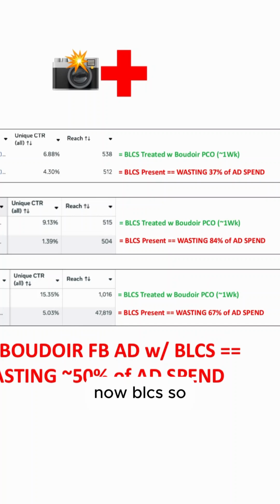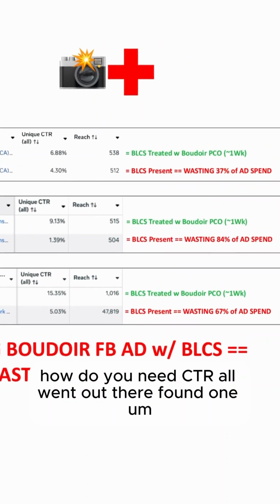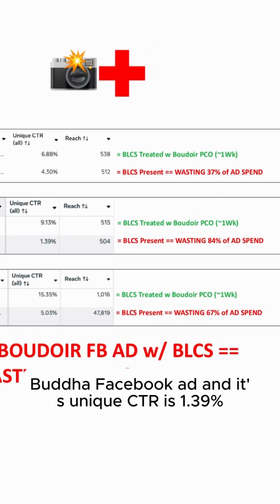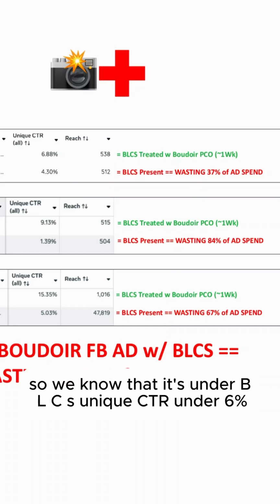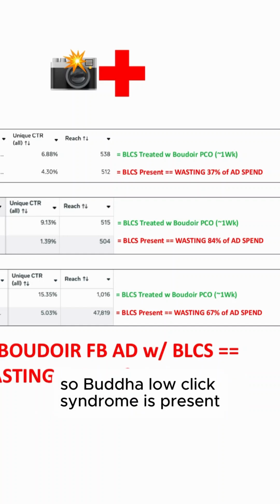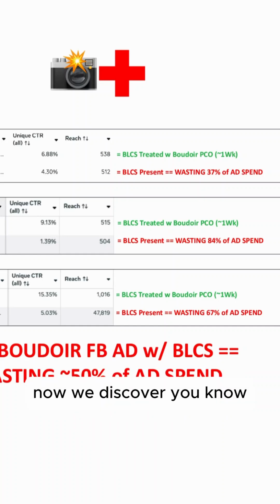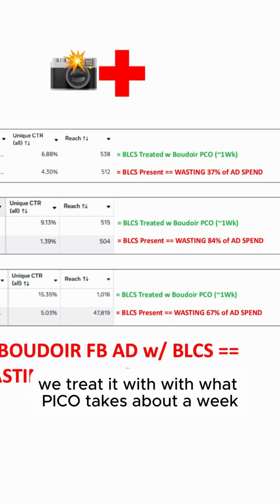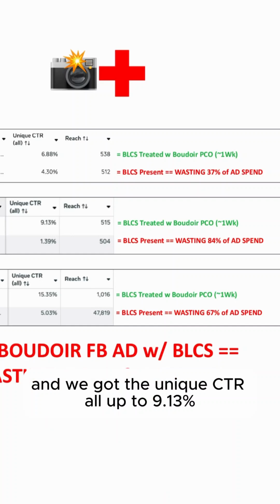BLCS, so next part, residency part 2. Had a unique CTRL, went out there, found one, with the Facebook ad, and its unique CTRL is 1.39%. So we know that it's under BLCS, unique CTRL under 6%, so BLCS is present, and Boudoir low click syndrome is present. Now that we got the solution, we treat it with Boudoir Pico, takes about a week, and we got the unique CTRL up to 9.13%.